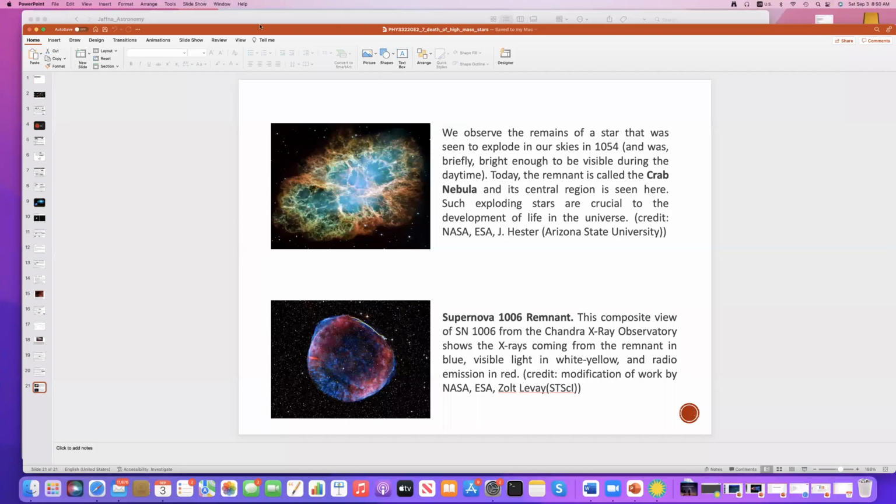So that is the end of that particular section. Before I start the next section about black holes and neutron stars, let me know if you have any questions up to here.